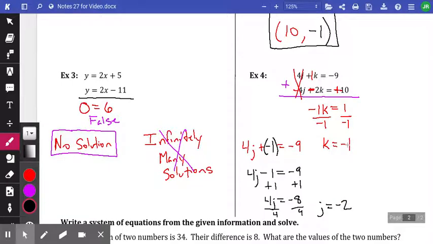So now I need to write my solution as an ordered pair, because once again, it means that my two lines would intersect at a single point. But which one comes first? Okay, this isn't x and this isn't y, so which one comes first? Just go in alphabetical order. So if you need to sing your ABCs, sing your ABCs. You don't want me to sing the ABCs to you. So I'm going to go ahead and just put them in alphabetical order. This would be negative 2, negative 1.